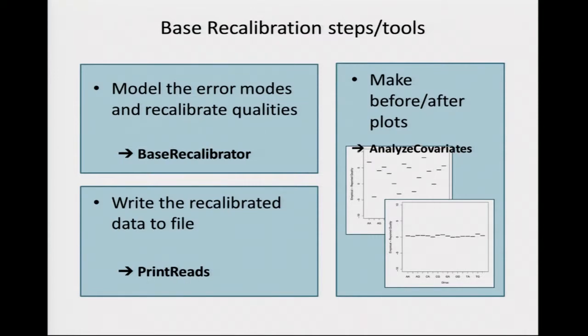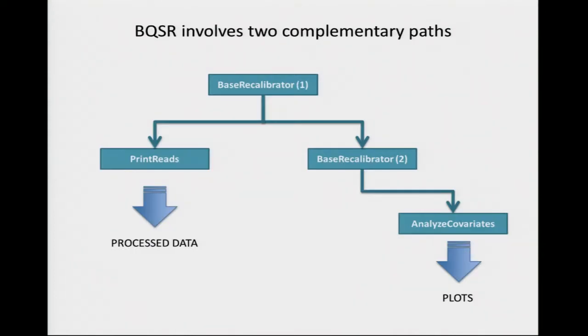And then we have this third thing. If you want to make the sort of plots that I've put into this presentation, you want to view the before and after picture and make sure things are looking good, like make sure that the bias has been removed afterwards, then we have this other procedure called analyze covariates just to make these plots for you, and it's just a plotting tool. Okay, so let's go through them. So there's going to be 2 procedures. One is if you want to just process the data, so you run base recalibrator and then print reads and you have data. But if you want the beautiful plots, then you have to run base recalibrator before and after.